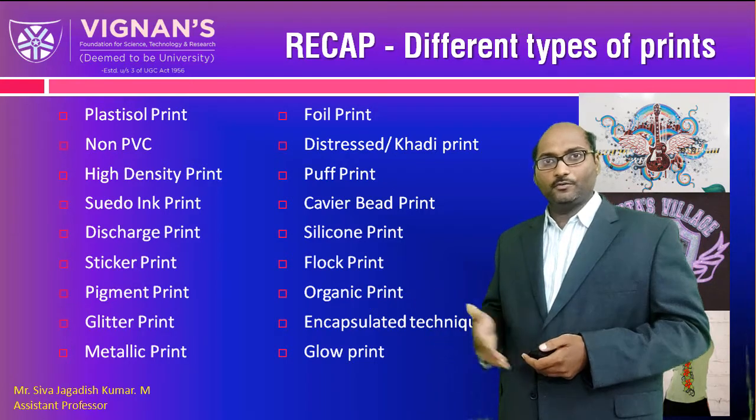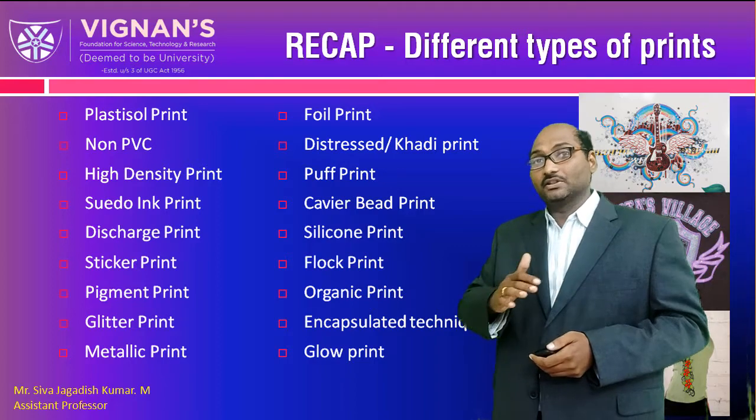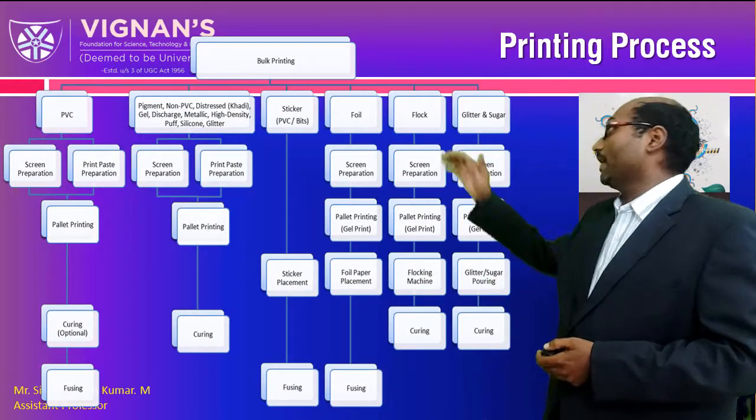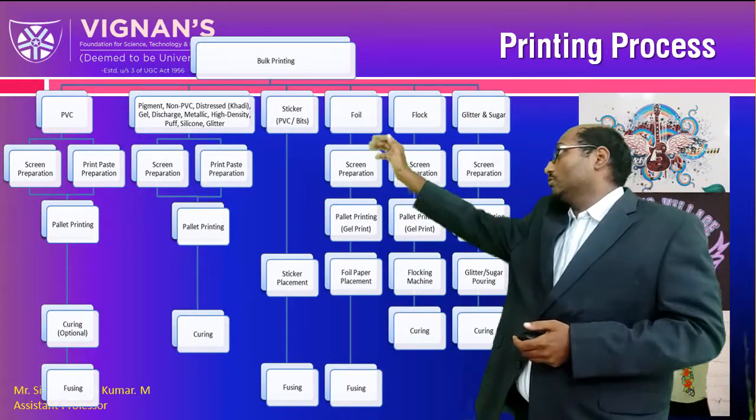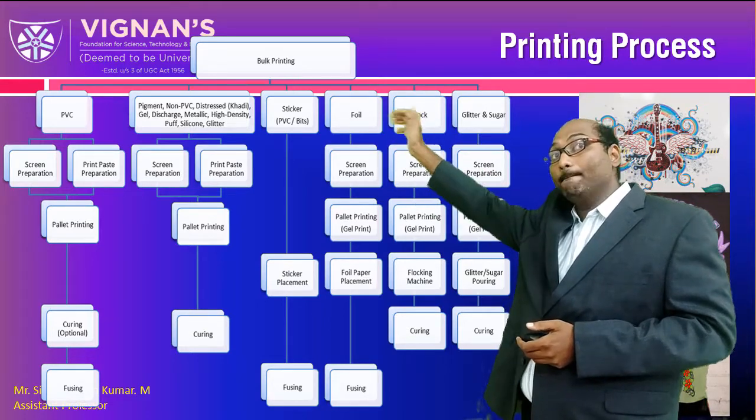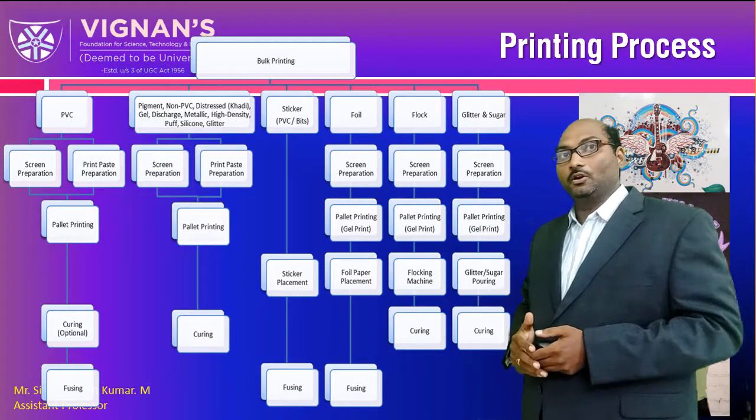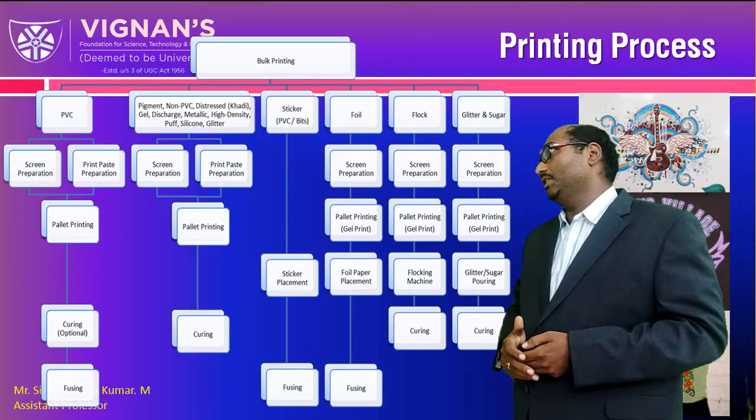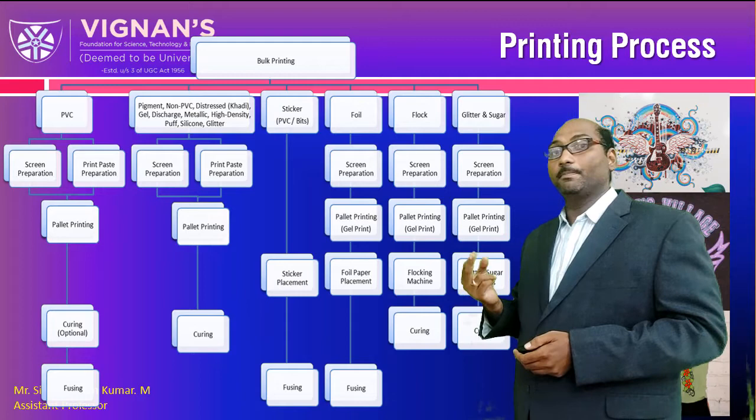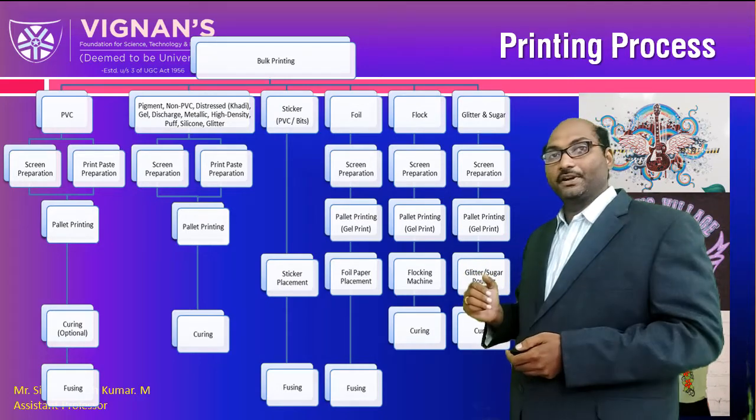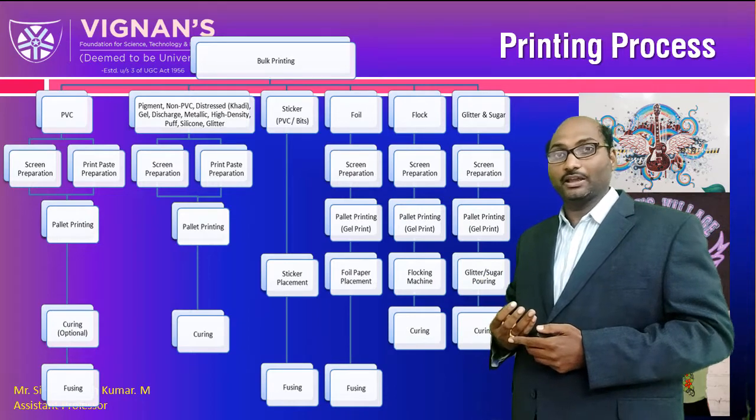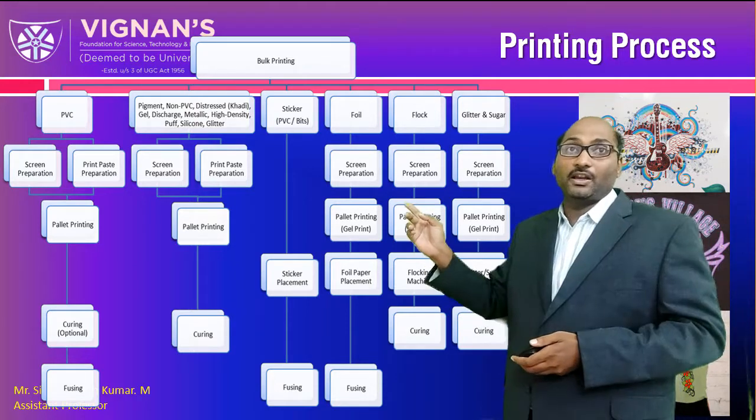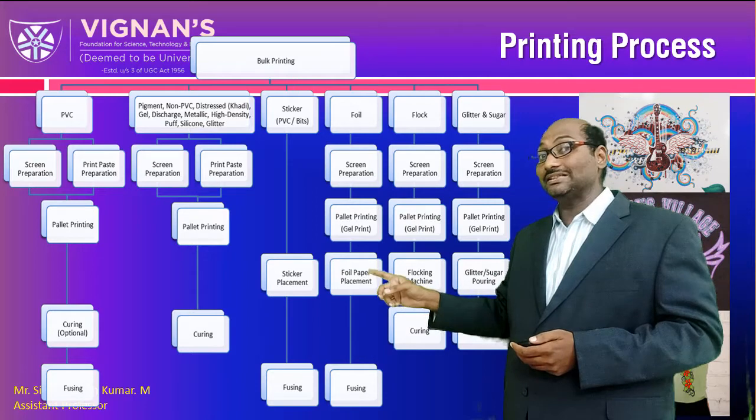In the next point, we are going to discuss the process sequence comparison for all these types of prints. In this slide, you can see the entire process sequence for bulk printing. If you see the PVC, or the basic plastisol print, the initial steps are screen preparation and print paste preparation. Then the palette printing, using the palette printing machine or the carousel printing machine, which we have thoroughly discussed. And then the curing is optional.